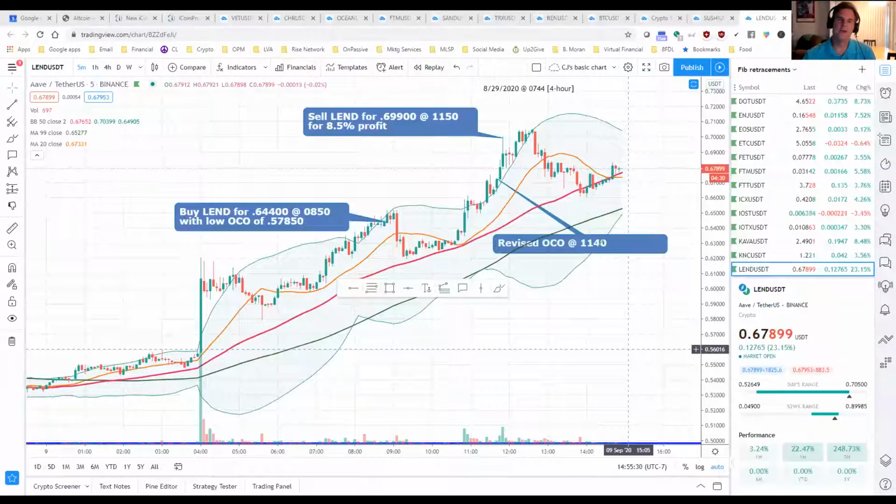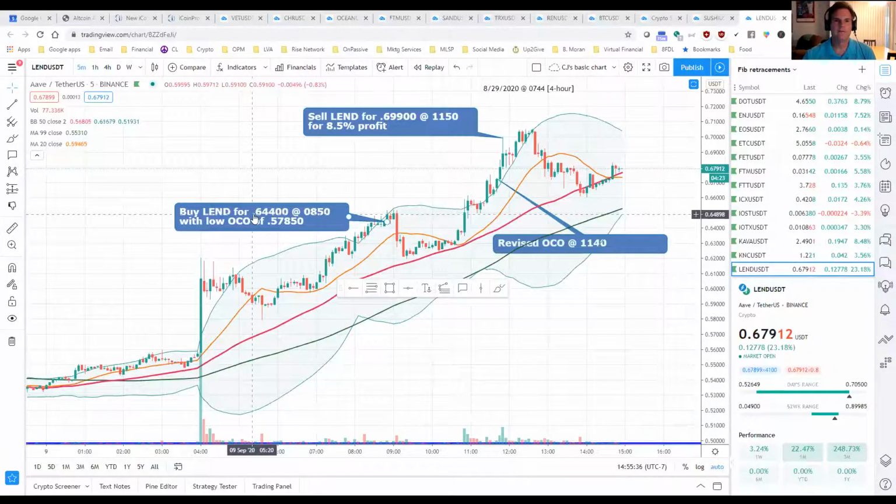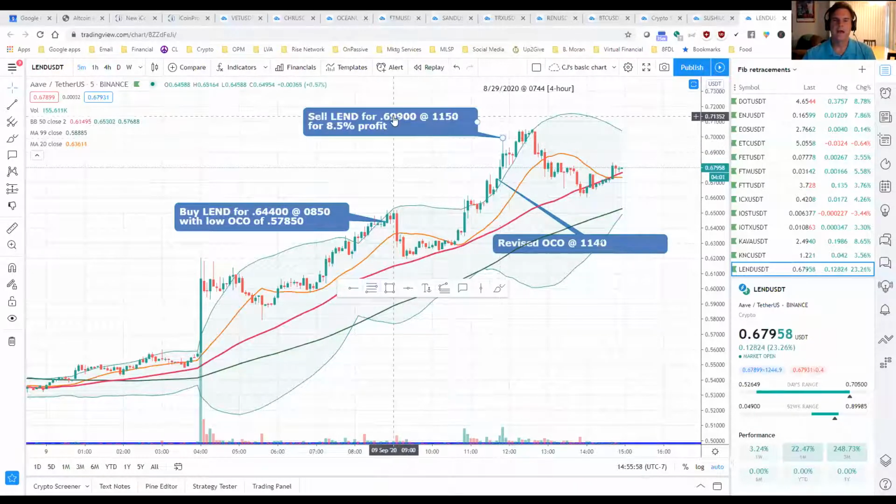First I'm going to share my screen and show you the trade I did. It was in Lend, and I'm going to show you the result first and then take you back to how I arrived at this result. I bought the coin at $64.40 this morning. I entered a low OCO order of $57,850. I'll show you how to do that. A couple hours later, I canceled that sell order and adjusted it to protect some profit. And then I got a nice spike going up and took me out at my desired exit of $69.90 exactly 3 hours after I made the trade for an 8.5% profit.